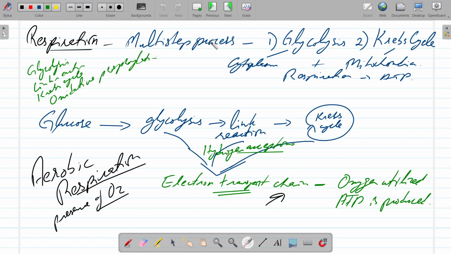It is a multi-step process which starts with glycolysis, and then there's the Krebs cycle. There's also something called the link reaction in between, and all of this, right, culminates in the electron transport chain, right? And that is the part where oxygen is actually utilized and the bulk of the ATP is produced. And we're talking about aerobic respiration, so that's happening in the presence of oxygen.